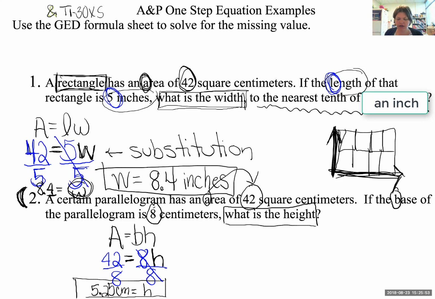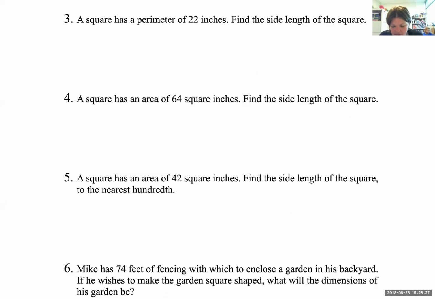Yeah. I'd not be the least bit surprised if you got one of these two problems on your test, just like that. Super simple, easy points. Wouldn't have to think about it too hard like some of the other problems on the GED. So number 3 says a square has a perimeter of 22 inches. So this time we're looking at a square with a perimeter of 22 inches. And it says find the side length of the square.